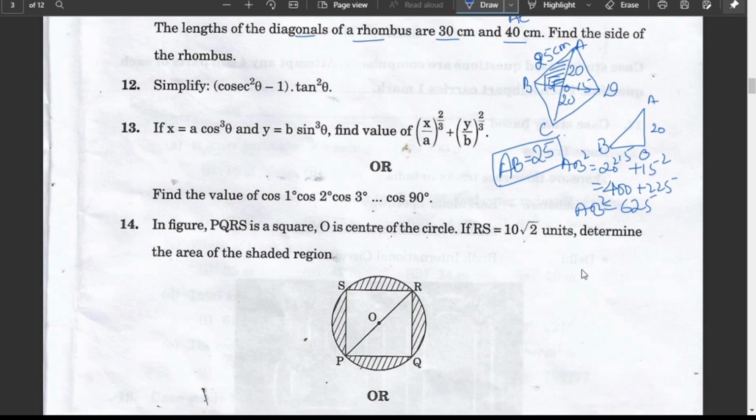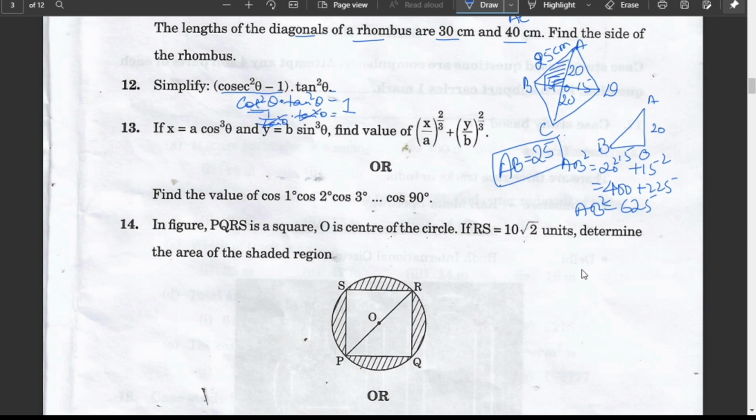Next question, 12th one. Cosec square theta minus 1 is cot square theta, into tan square theta will be 1. Yes, cot square theta is 1 divided by tan square theta, into tan square theta. Cancel, you will get 1.